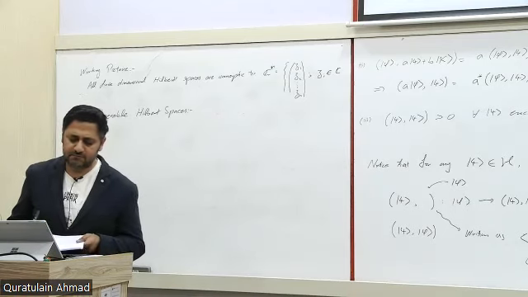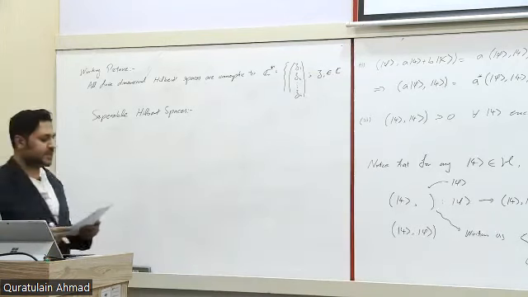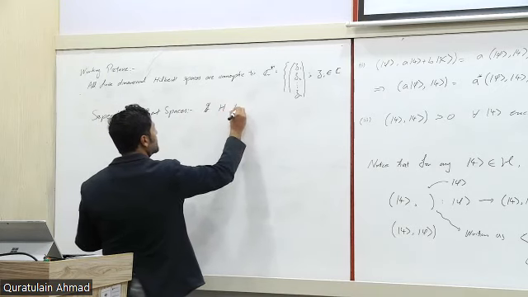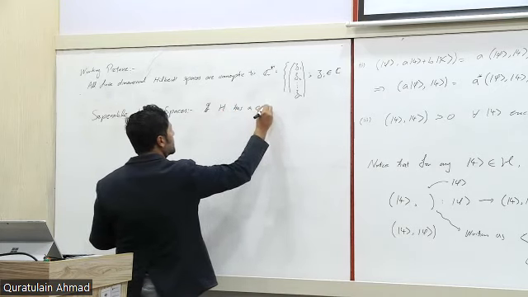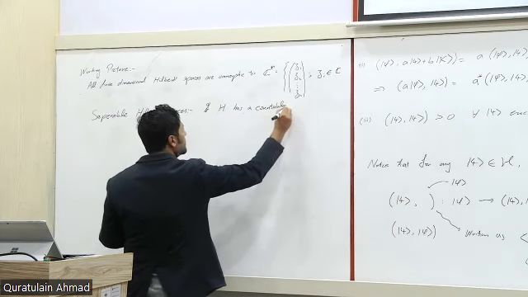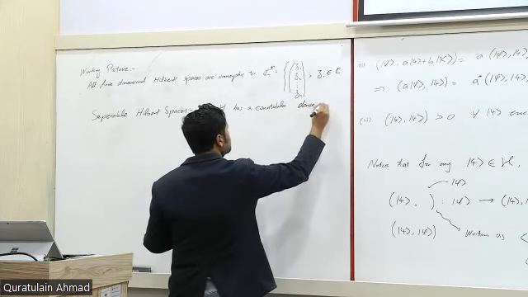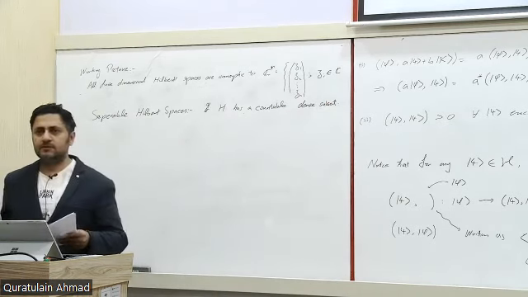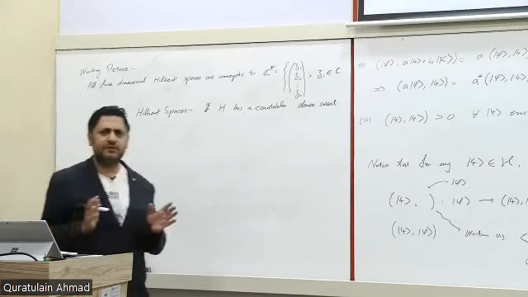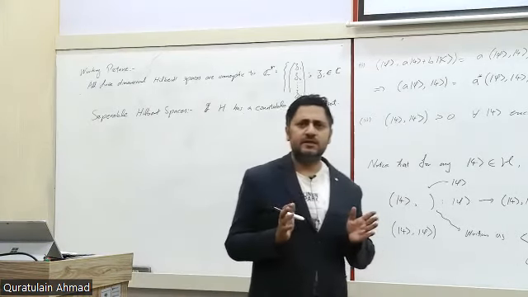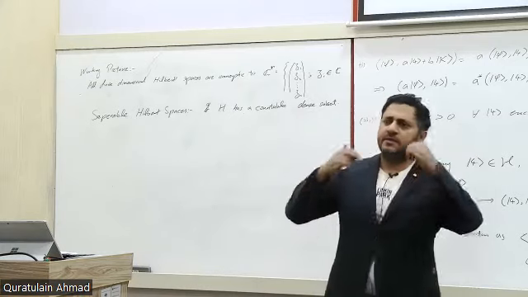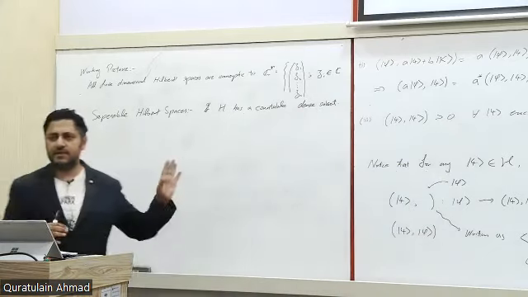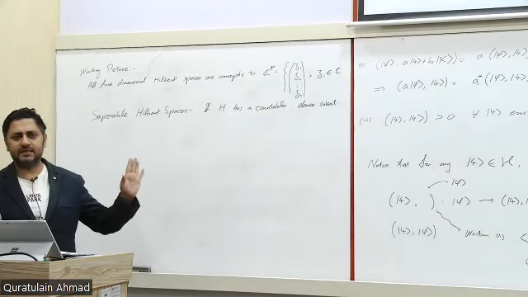But the definition, if you look it up in the book, says that it has a countable dense subset. Dense means that if you consider any open set in the space, it intersects with at least one element of this dense set.